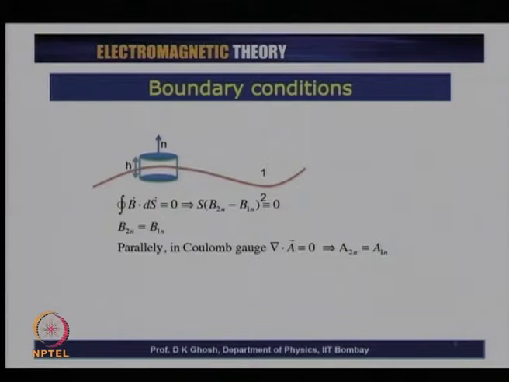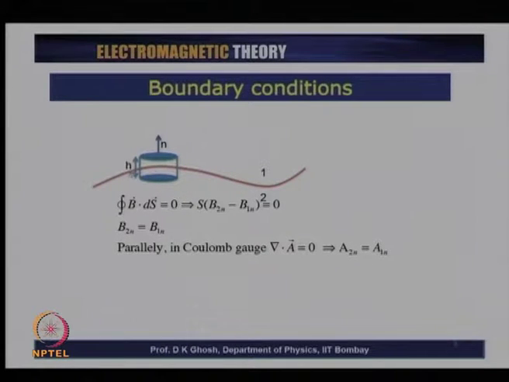So, here for example, I have two media called 1 and 2, and first what I will do is to find out how the components of the magnetic field compare at the interface between the two media. Now, for that what we do is to look at Gauss's law, which tells me integral B dot dS is equal to 0.